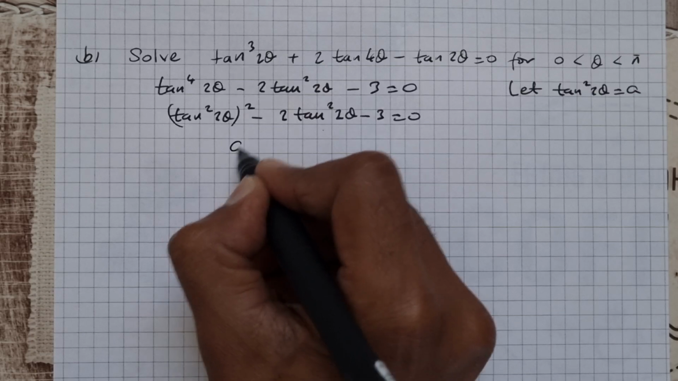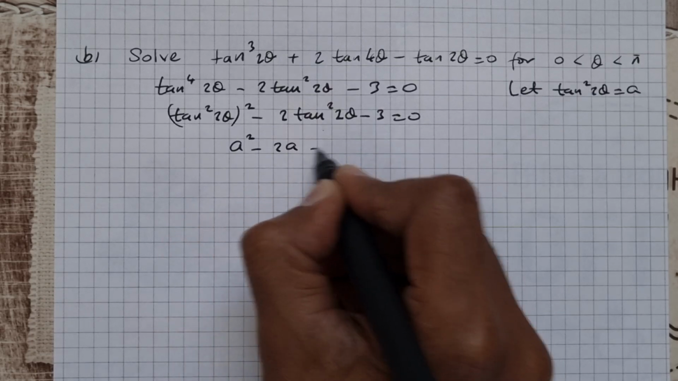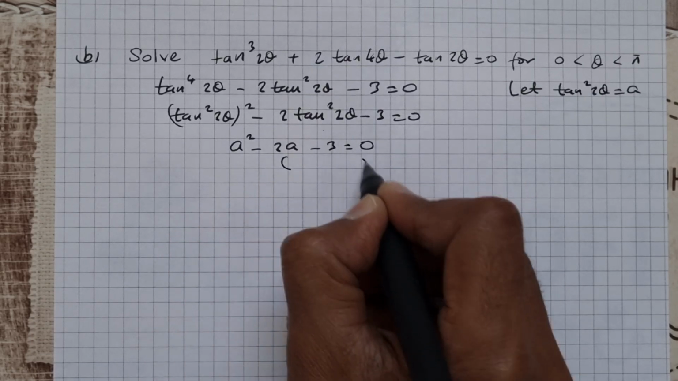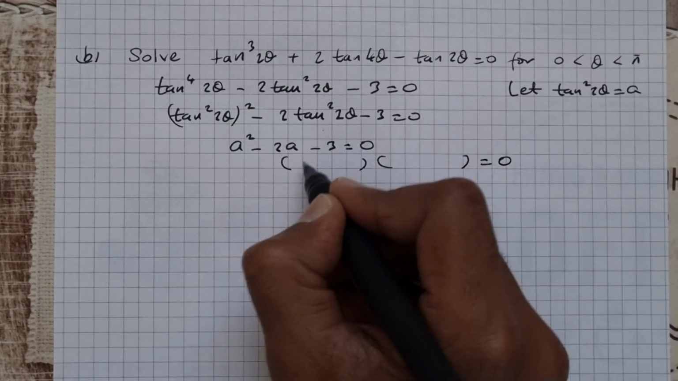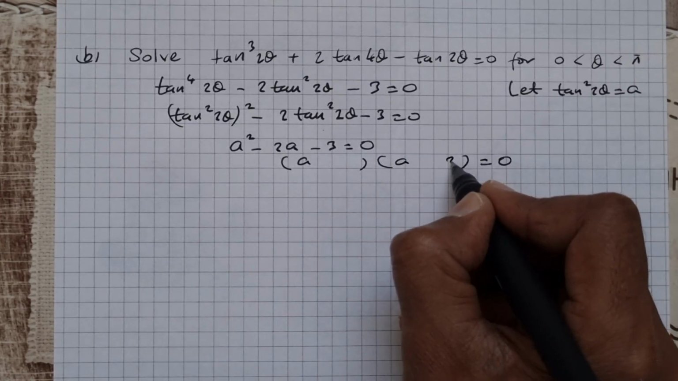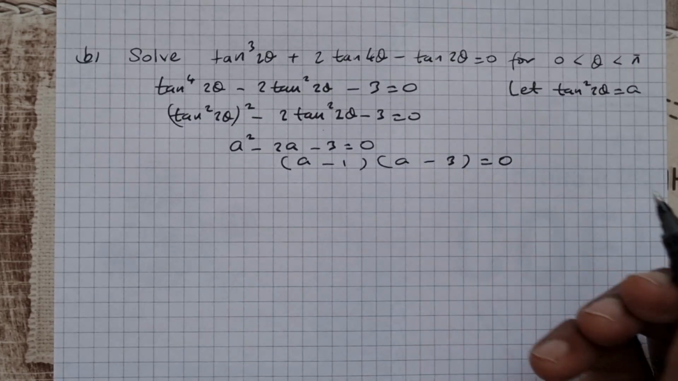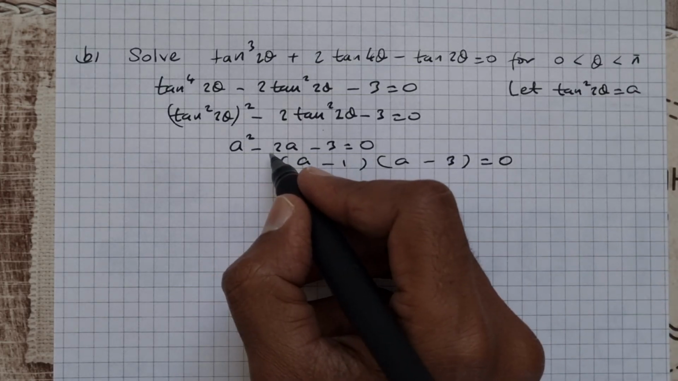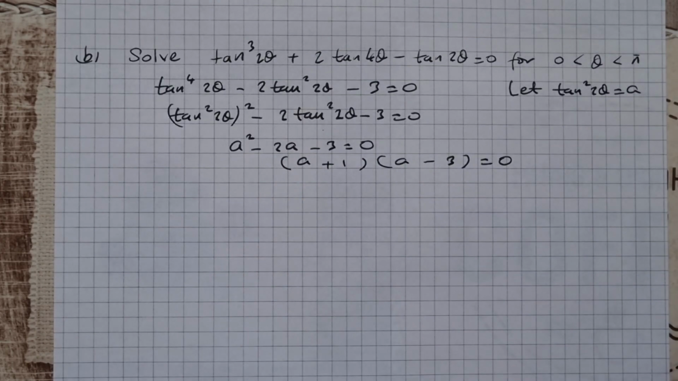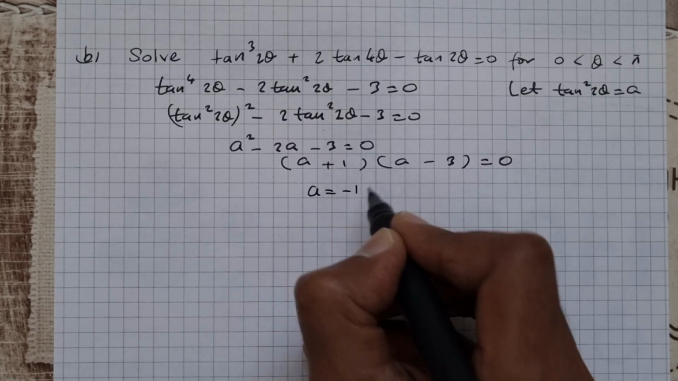So basically now what we have is a squared minus 2a minus 3 is equal to 0. So this is a quadratic equation, so we can solve for a. We got minus 3 and minus 2 here, so that's going to be plus. So then a is equal to minus 1, or a is equal to 3.